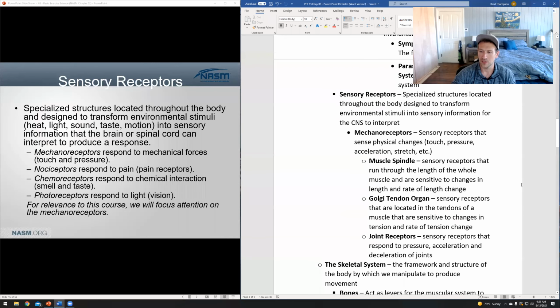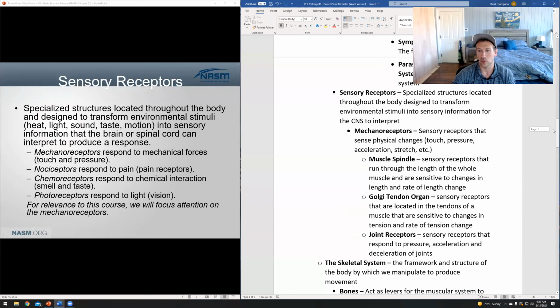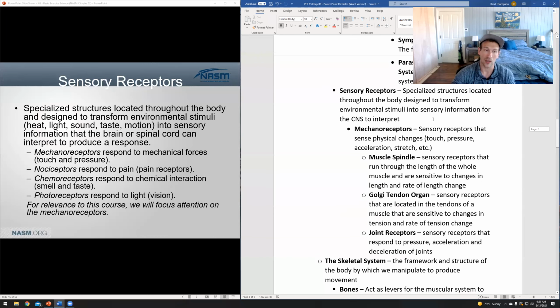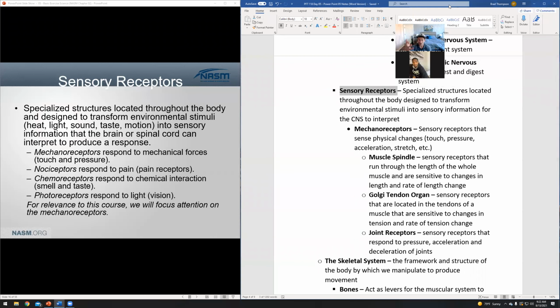Now, in terms of how we got this really great communication network, the stuff that's really relevant to us, the stuff that's very important for us as personal trainers, we've got to talk about sensory receptors. So sensory receptors are located all throughout your body. You're using sensory receptors right now to look at this screen. You've got the ones in your eyes.